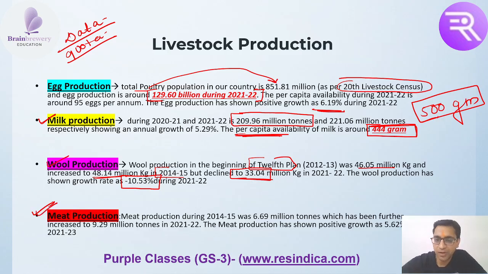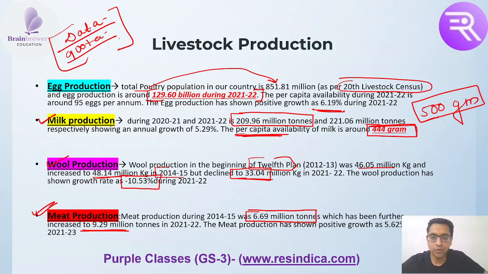How much is the meat production we are having? Around 2014-15, 6.69 million ton is the meat production, and that has been increased to 9.29 million ton. That means a good growth rate, a positive growth rate of 5.62% during 21 and 23. Okay, so this is the data that you can quote, and you can tell how much is the production and how much increase has happened in this whole area.